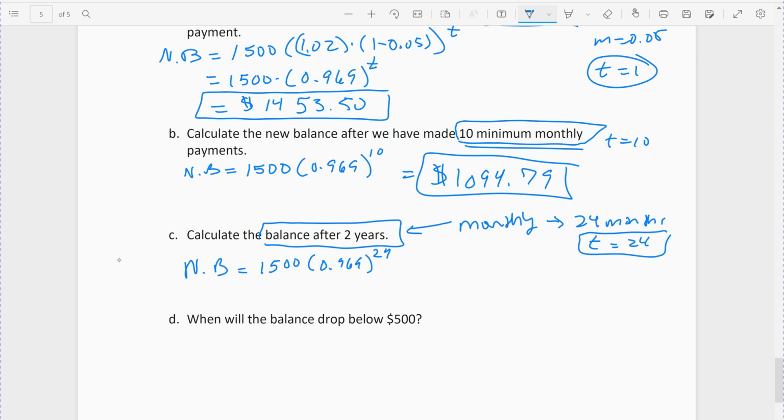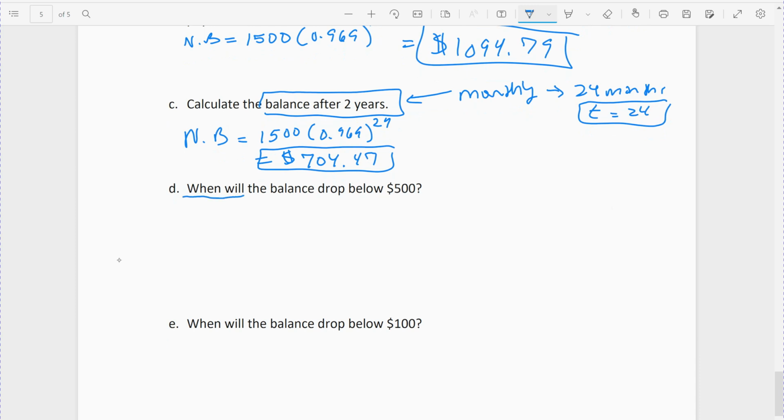All right, so how much do we still owe in 24 months? We still owe about half of it still. We still owe $704. So even after 2 years of making minimum payments, because the interest rate is so high, most of the minimum payment is really just going to the interest. So 2 years later, we still owe almost half of the $1,500 debt.